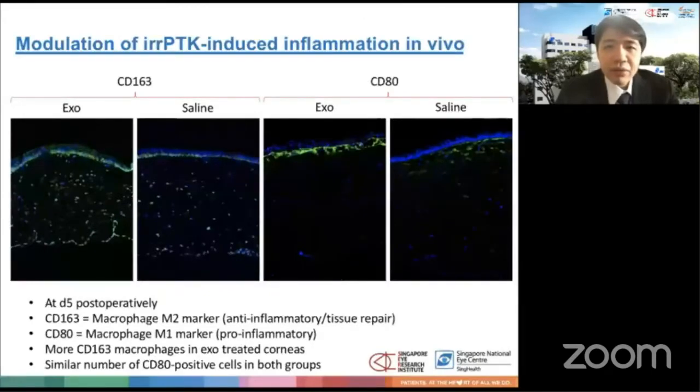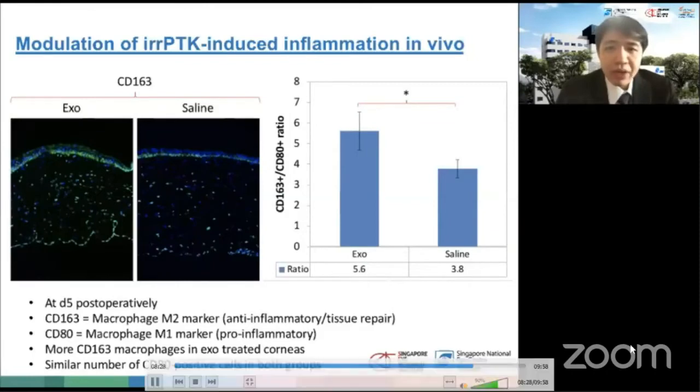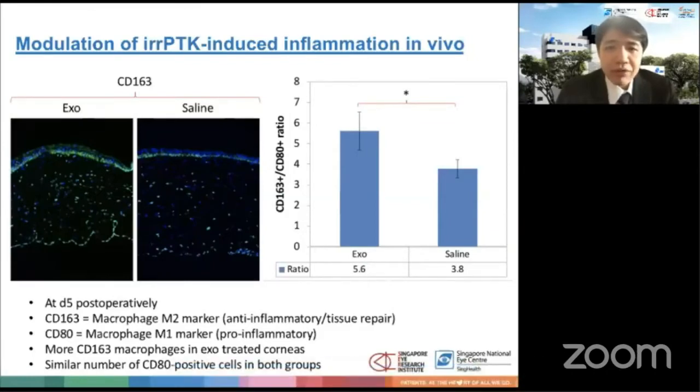Assessing the excised rat corneas at day 5 postoperatively in the exosome-treated group, there appears to be a higher CD163 to CD80 ratio. This indicates a more significant state of anti-inflammation or tissue repair when exosomes are applied, suggesting an immunomodulatory effect of the extracellular vesicle.